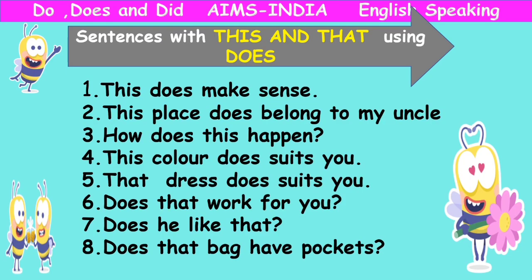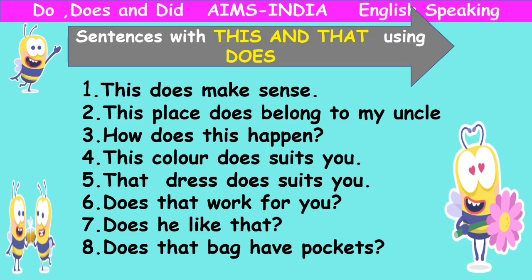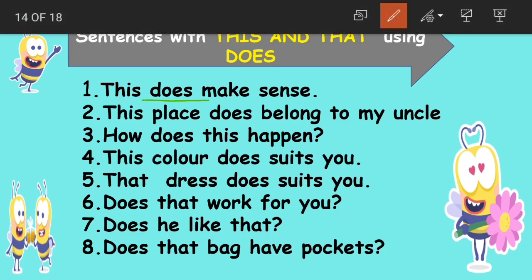Now this and that, as we have used those and these with do and don't, this and that also must be used with does. Okay, these are singular forms. This does make sense. This does make sense in the sense it has got some meaning. Whatever is there in front of you or whatever you have heard, this makes some sense.